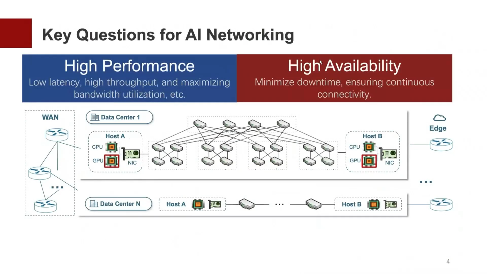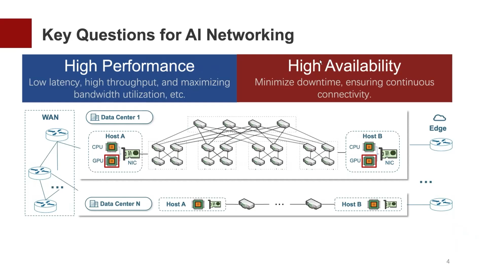Here is the traditional data center networking architecture designed for general workloads. At the host, we have both GPUs and CPUs, and these hosts are connected through some data center topology like the fat tree. Then the WAN topology links the different data centers to work together. However, in the area of AI workloads, this architecture actually faces new challenges. There are critical questions that we need to address in order to achieve high performance, scalability, and availability.